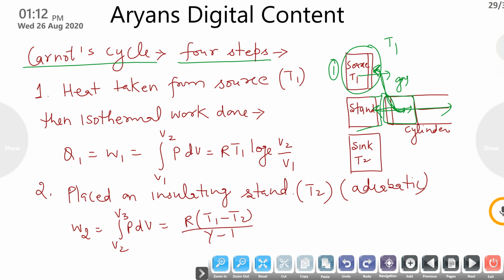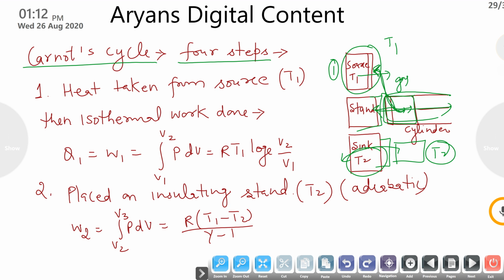In the third step, what will you do? You will place this piston on your sink. Now the remaining heat after the work will be rejected to the sink, which is at temperature T2. So this will also be an isothermal process in which the temperature will remain T2.